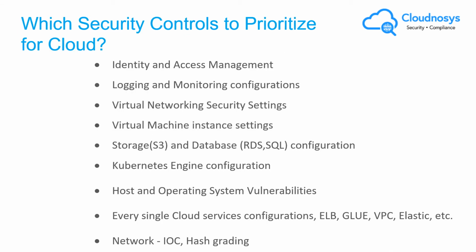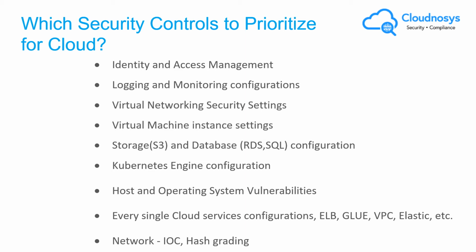Folks ask, can you help us prioritize which areas we should be focusing on from a cloud security policy perspective? Well, these are the main ones. Obviously, access control is very important. Logging is very important. Making sure that your settings and configurations on all cloud services are correct and that you are monitoring those, right? Kubernetes engine configurations.